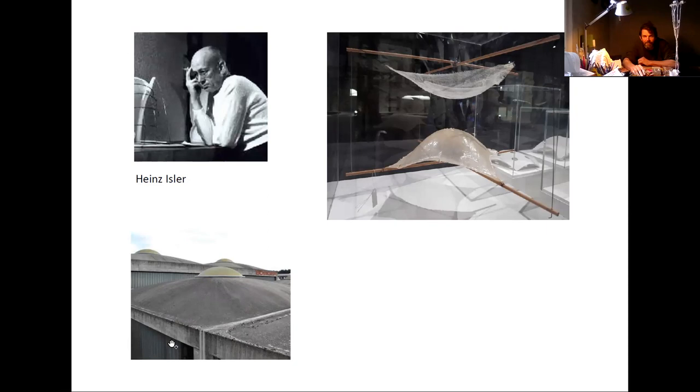So obviously, we're not all designing stadiums and markets and things. There are smaller scale things. These little kind of modular roofs, incredibly thin, they're laid out on a square grid.